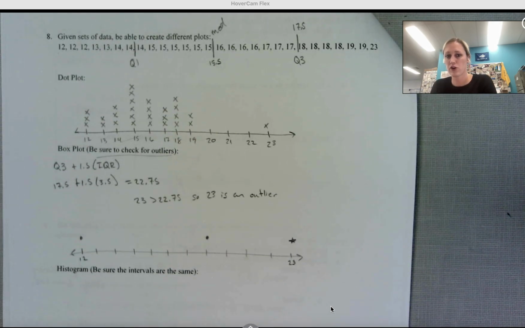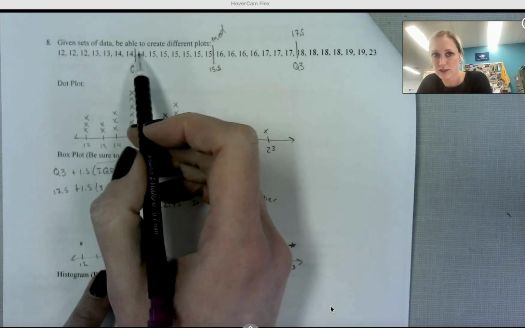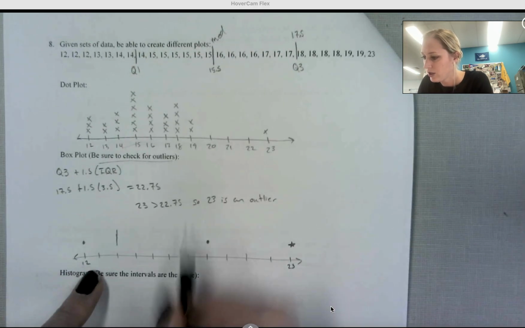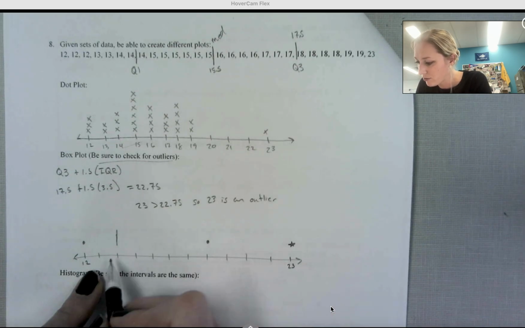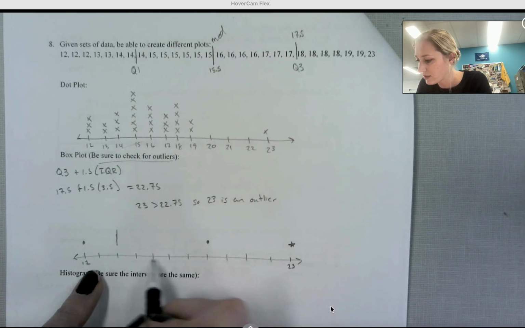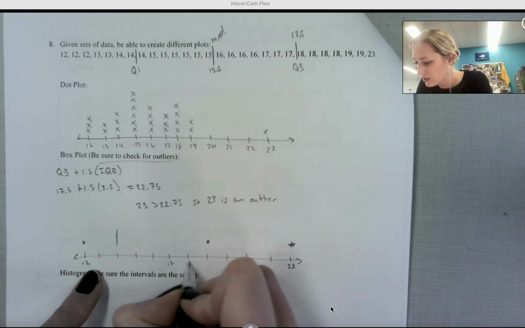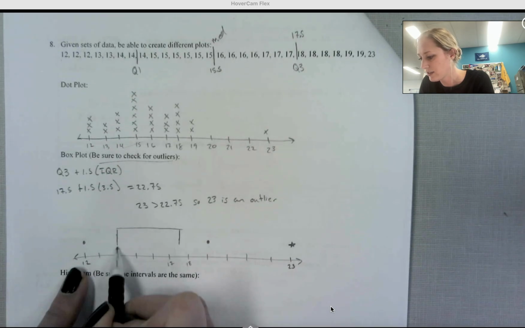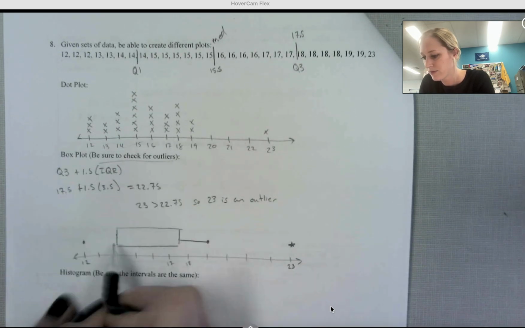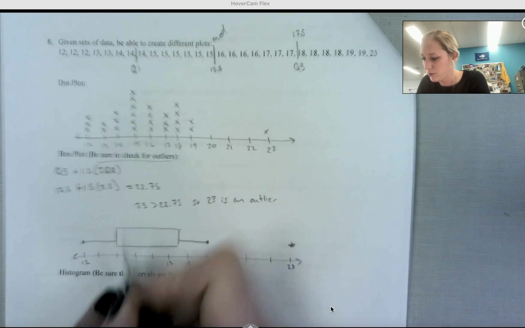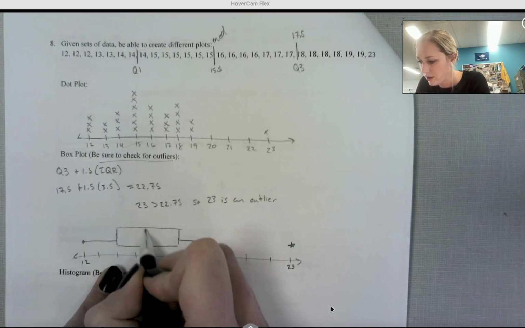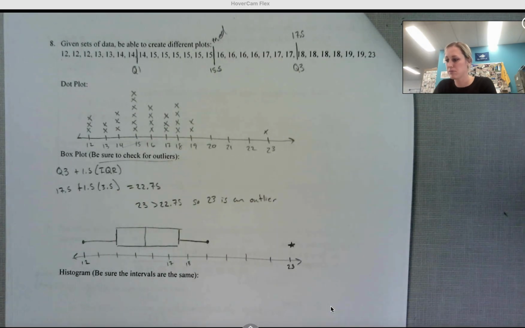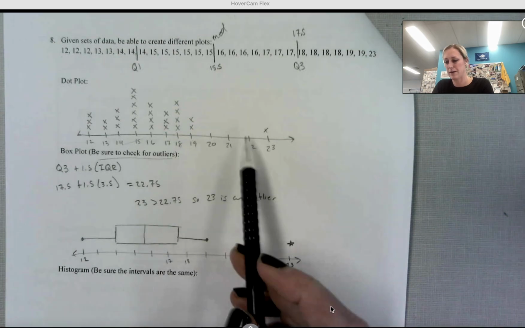Okay, so Q1 is at 14, so 13, 14 is Q1. So this is where my box starts. Q3 is at 17.5, so we got 14, 15, 16, 17, 18, so 0.5 would be where the Q3 end of my box is, okay? And then the median is at 15.5, 14, 15.5 would be here, okay? All right, so there is my box plot that represents the same data, okay?